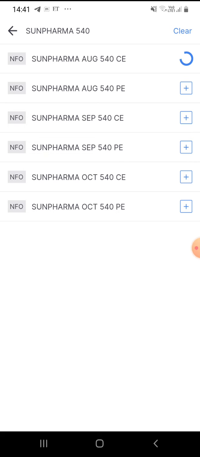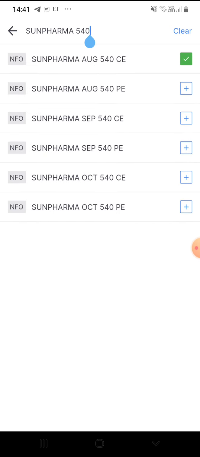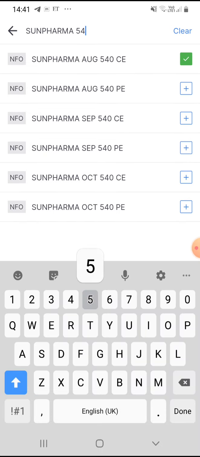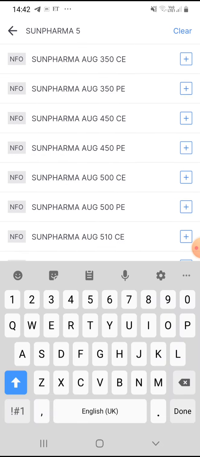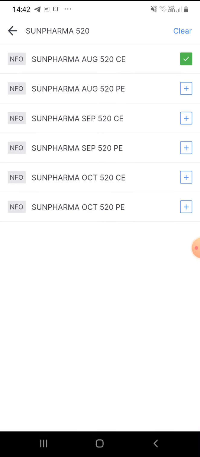So 545, no, because it has strikes on 10 points only. 550, yes. 520, yes, you will get strikes. So you know that now. No need to learn it by heart. Once you are experienced, you don't need to check this, because you will know what strikes will be there in Sun Pharma.